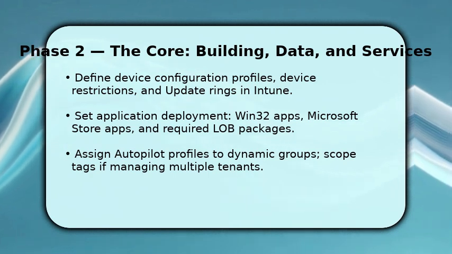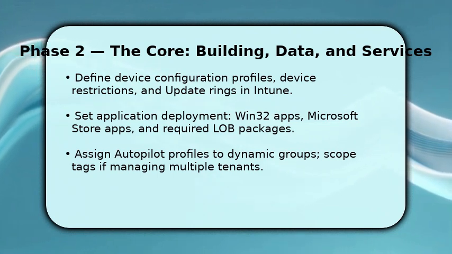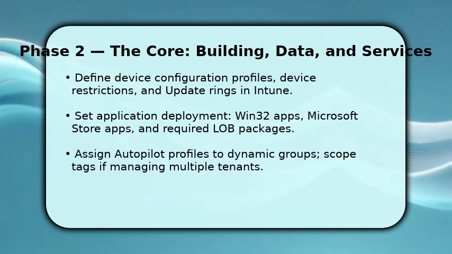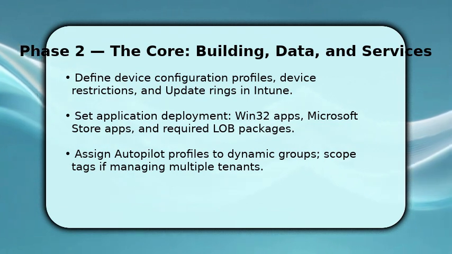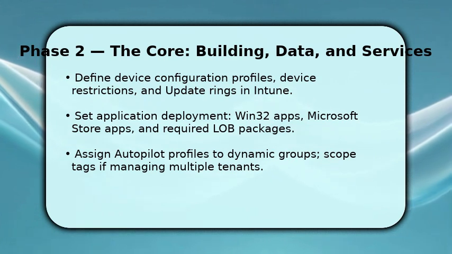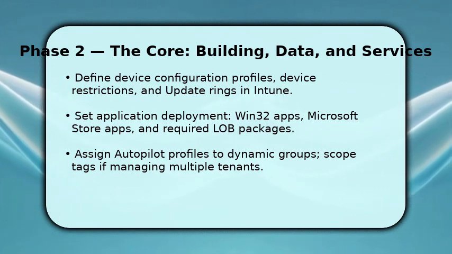Add required applications, Win32 installers, store apps, and line of business packages, and map them to device groups so apps install during provisioning. Use dynamic Azure AD groups for automatic membership and apply scope tags when you manage multiple tenants or regions. Make sure assignments, dependencies, and detection rules are tested on a pilot group before mass rollout.